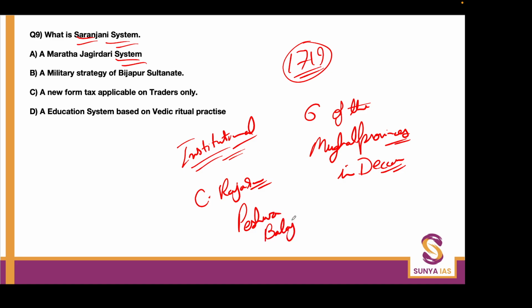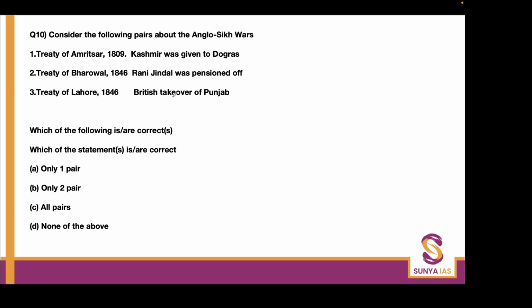It is said that from here only the Maratha Swaraj, the Maratha Empire, evolved into the Maratha Confederacy. Families like the Sindhias, the Holkars, the Gaikwads, the Puars, and the Bhosles evolved from this system only, and it is considered a Maratha Jagirdari system. Now, consider the following pairs about the Anglo-Sikh War. Treaty of Amritsar 1809, Treaty of Bharawal 1846, Treaty of Lahore 1846.